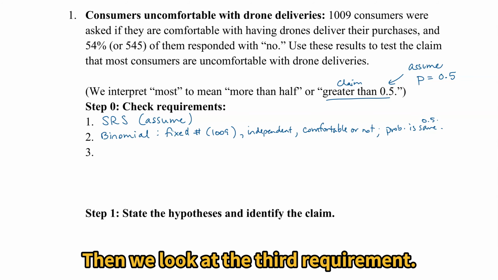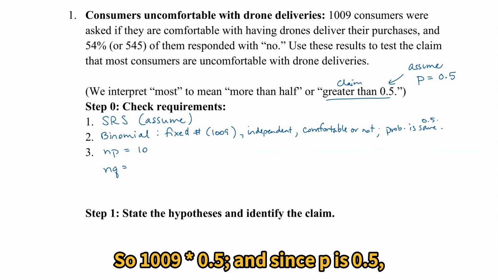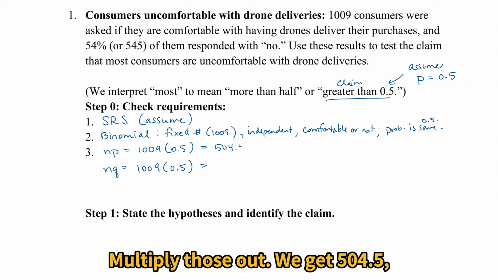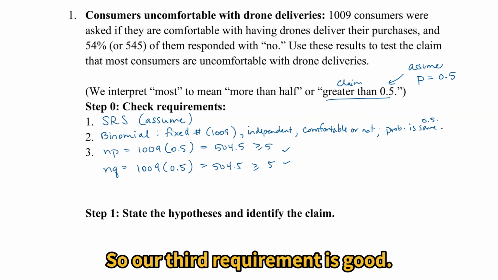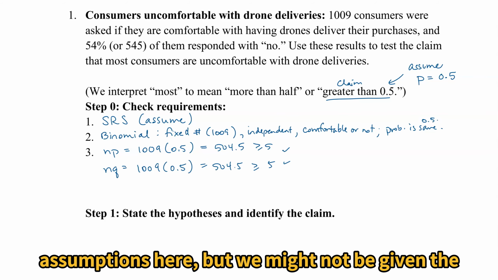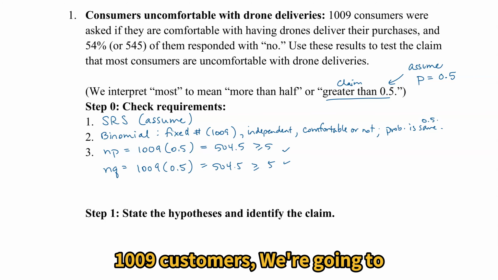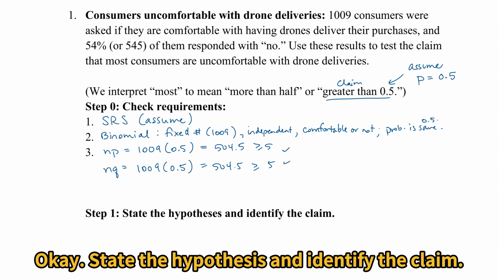Then we look at the third requirement. We need n times p and n times q to be greater than or equal to 5. So 1,009 times 0.5. And since p is 0.5, q is 0.5, so they're equal. Multiply those out, we get 504.5, which are definitely greater than or equal to 5. So our third requirement is good. Okay, and yeah, we're making some assumptions here, but we might not be given the whole story in these scenarios. 1,009 customers, we're going to assume best intentions for the study, okay?